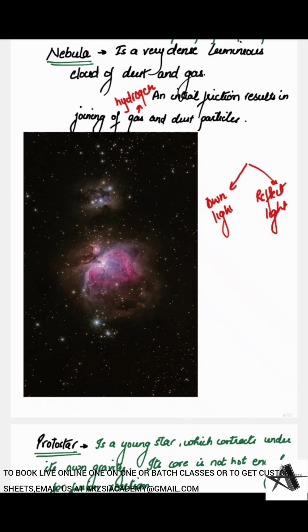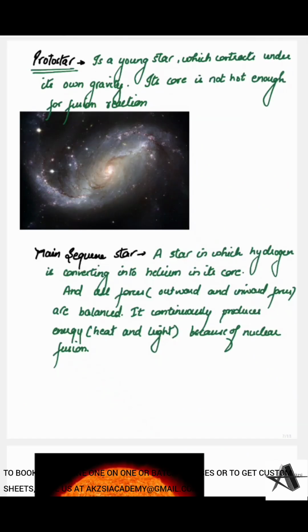So this is all about the starting stage of a star. The next stage is a protostar. A protostar is a young star. As you see, the definition that I have written is: a young star which contracts under its own gravity. Its core is not hot enough for the fusion reaction. Basically, a protostar is the later stage of a nebula, the stage just after the star enters its life cycle.